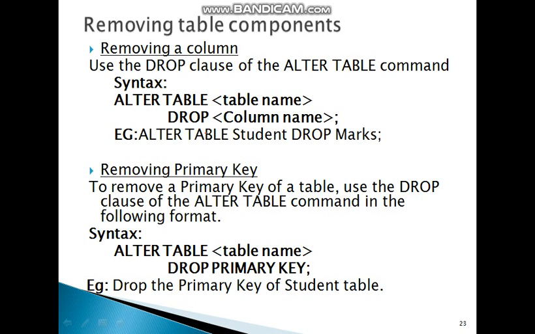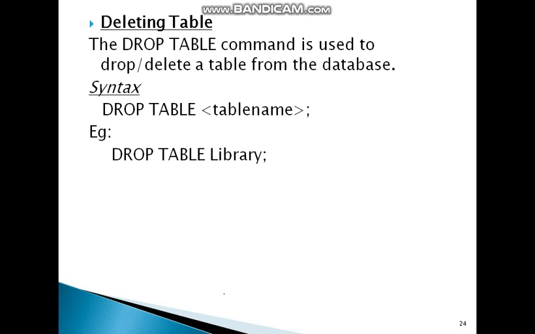Now to remove a particular column, you can give alter table name, drop column name. Suppose we want to drop the marks field, you can simply give drop marks. That field will be gone. Now, if you want to remove the primary key, you can give drop primary key. Moreover, if you want to delete an entire table, you can give drop table library. So drop table will delete the table. That's all for this video.